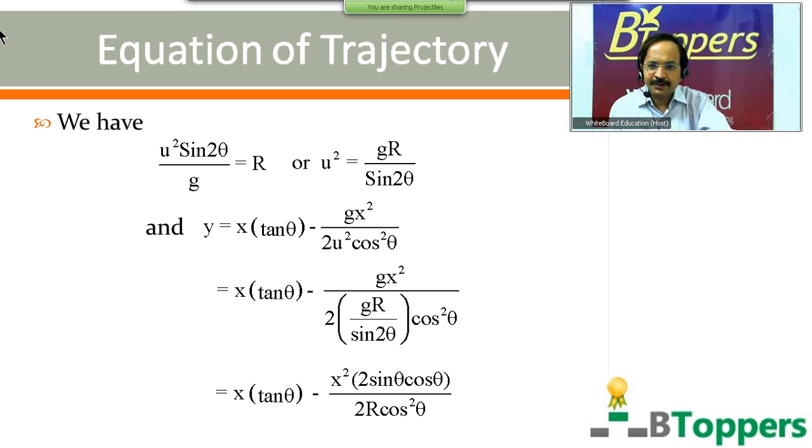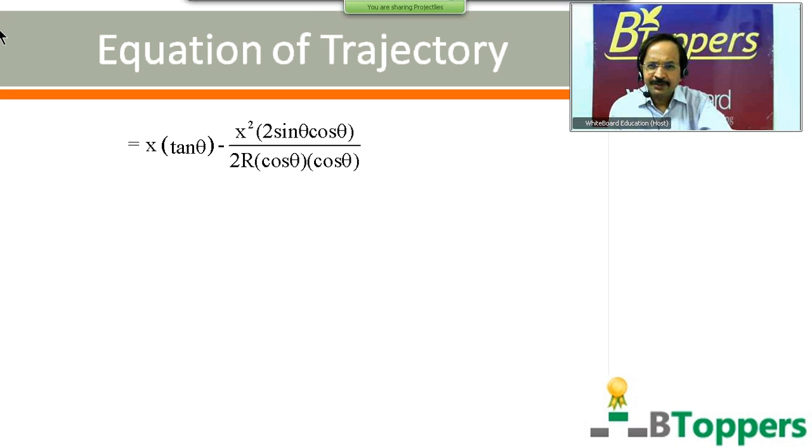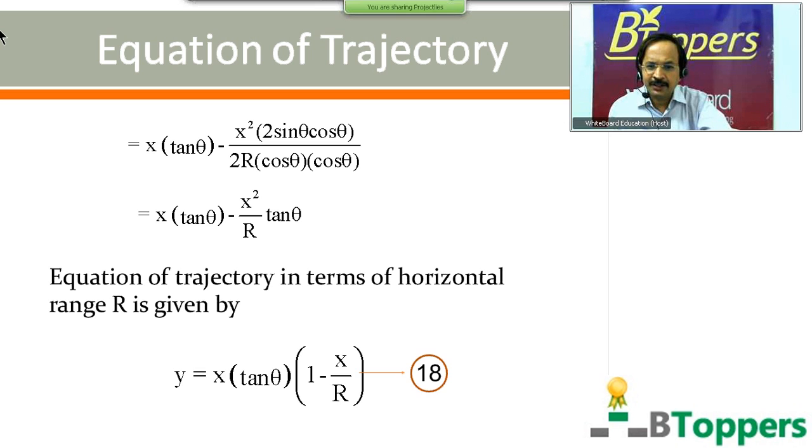So in continuation, you get y equal to x tan theta minus x square, I have denominator cos square theta, I have written as cos theta into cos theta. One cos theta you can cancel. Sin theta by cos theta you can write tan theta in the second term on the right side. So you get y equal to x tan theta minus x square tan theta by R. If you take x tan theta common outside, the equation of trajectory in terms of horizontal range of the projectile is given by y equal to x tan theta whole multiplied by 1 minus x by R.